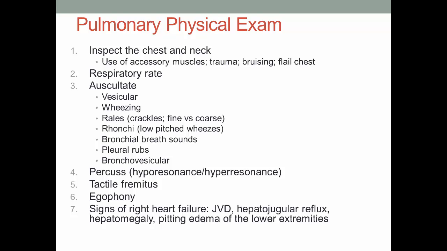The last thing you want to do is look for signs of right heart failure. JVD, meaning is there any jugular venous distension. Hepatojugular reflux means you press on the right upper quadrant near the liver, and this will actually produce JVD. So even though you're pressing on the abdomen, you're paying attention to the neck. Hepatomegaly just means enlargement of the liver. Pitting edema of the lower extremities. When you press, does it take a while for the skin to pop back up to its normal shape and smoothness?